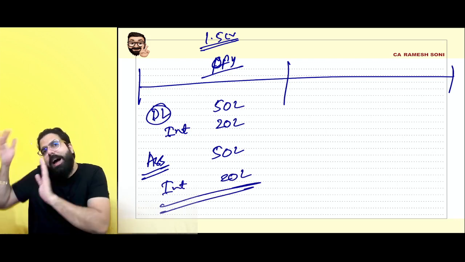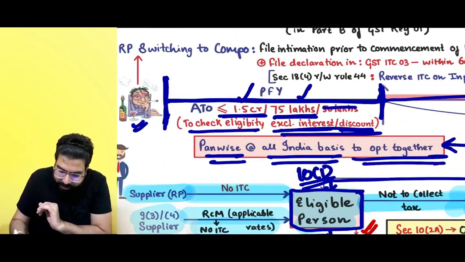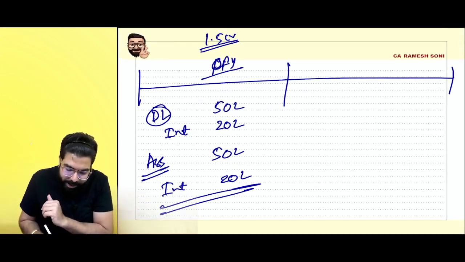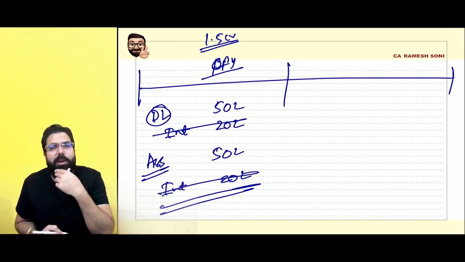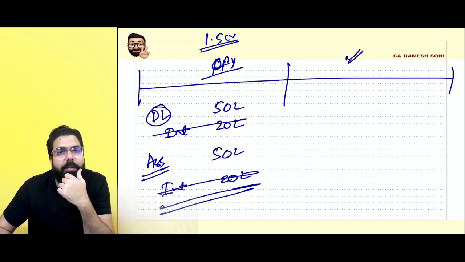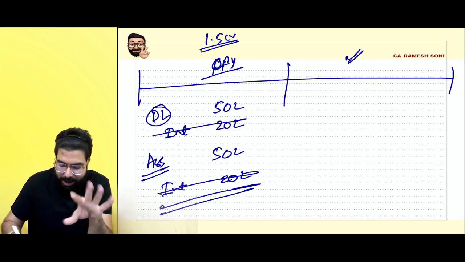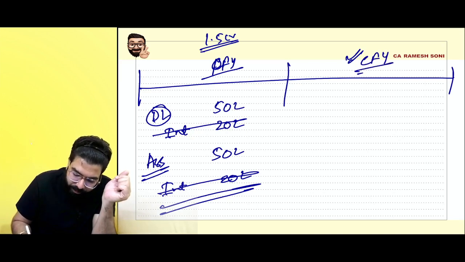Whenever you are checking last year's turnover, always remember you have to exclude interest and discount. So I can say my last year turnover, excluding interest and discount, is only 1 crore rupees, and I am eligible for composition in the current financial year. Yes, sir, I am eligible for composition in the current financial year.